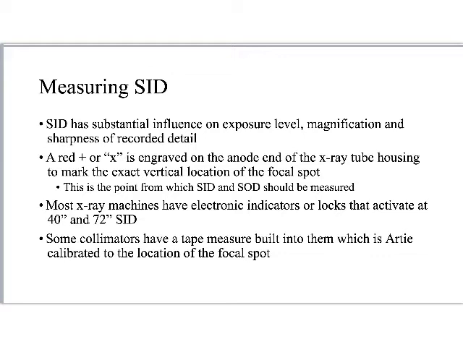Most X-ray tubes have a red X or plus engraved on the anode end of the X-ray tube housing to indicate the exact vertical location of the focal spot, the actual focal spot. This is the point from which SID and SOD should be measured. So it is not from the collimator. It is a point inside the tube. So don't make the mistake when you're measuring SID of just measuring from the collimator to the patient or something like that.